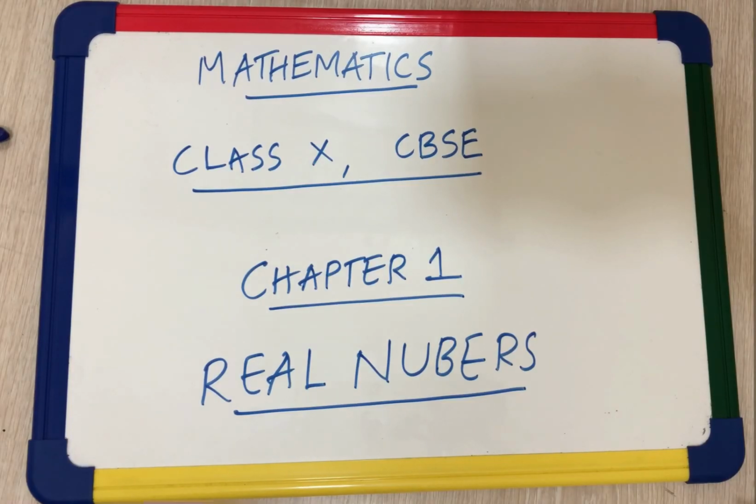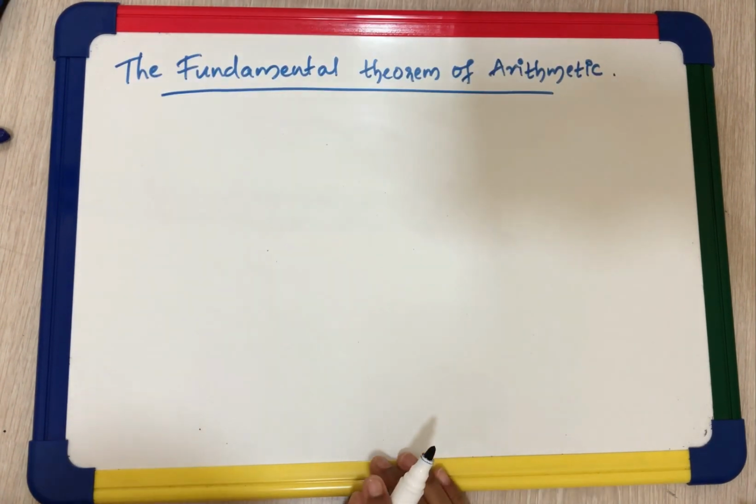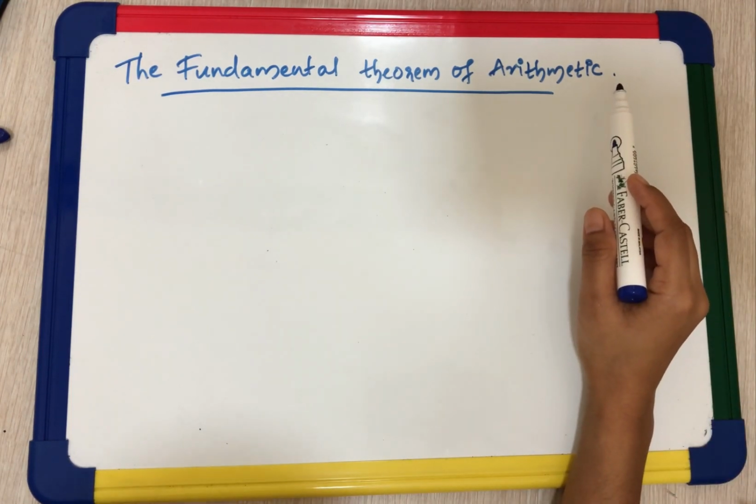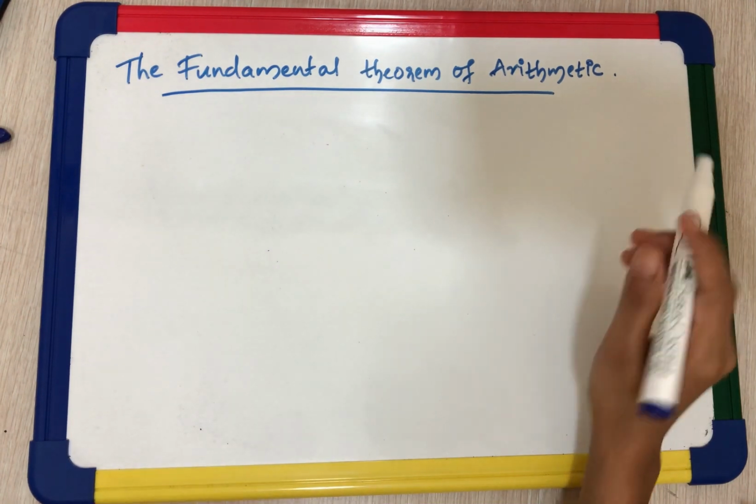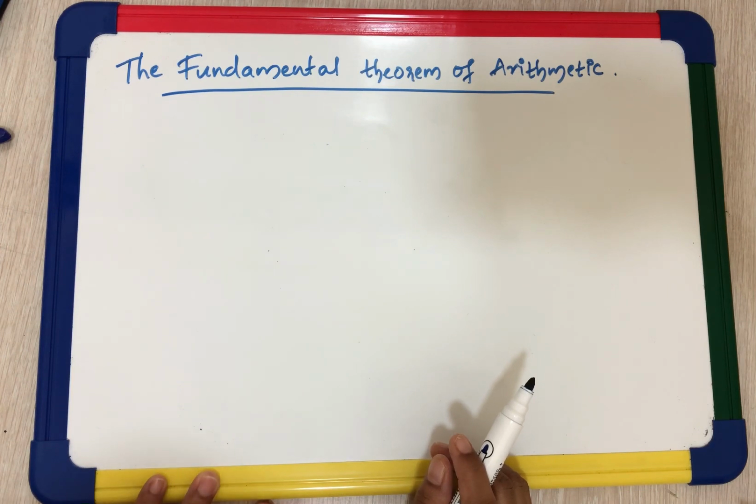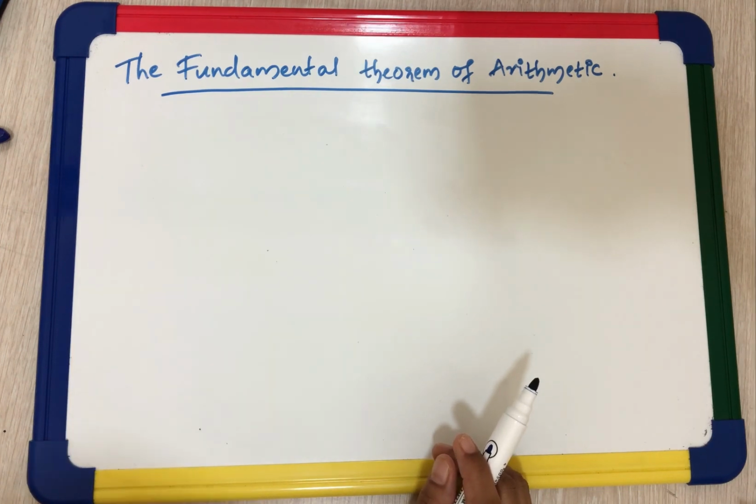Hello, welcome back. In the last video, we discussed Euclid's division algorithm, and today we are going to discuss the fundamental theorem of arithmetic. While the division algorithm talks about the division of integers, the fundamental theorem of arithmetic talks about the multiplication of integers. The fundamental theorem of arithmetic says that every composite number can be expressed as a product of primes. Hope you all know about prime numbers and composite numbers.